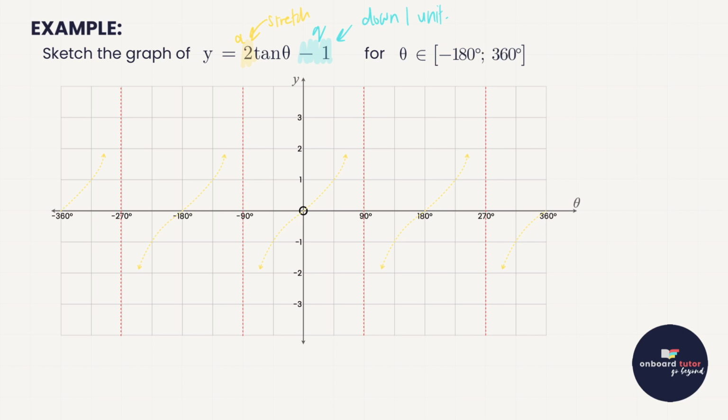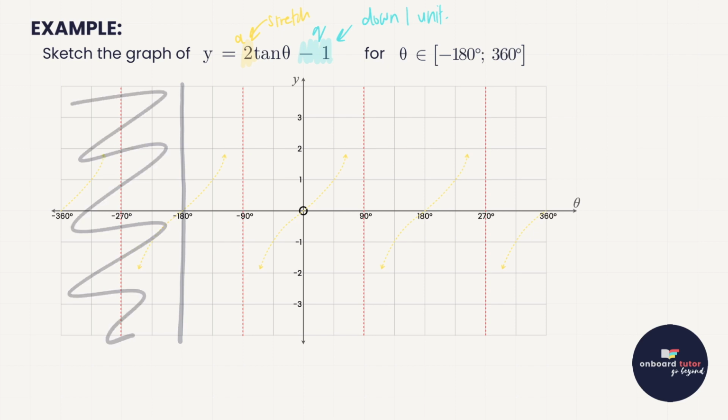Okay. The other thing we need to do at grade 11 level is we need to start getting good at checking the domain that they've given us. So they want us to draw it for theta is an element from minus 180 up to 360, which means that everything outside of this minus 180 here doesn't get drawn. So I'm not going to draw any of that. I'm only going to draw for the domain that they have specified over there. Okay, that's the first thing.